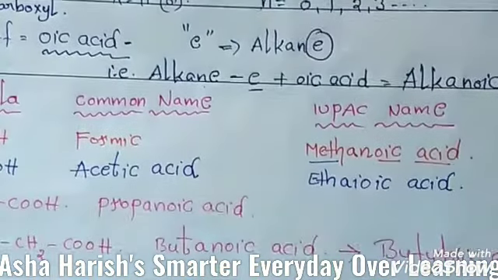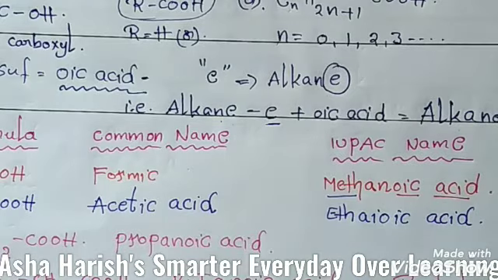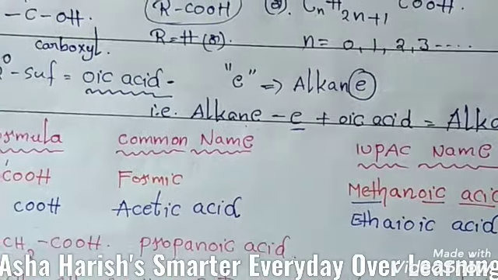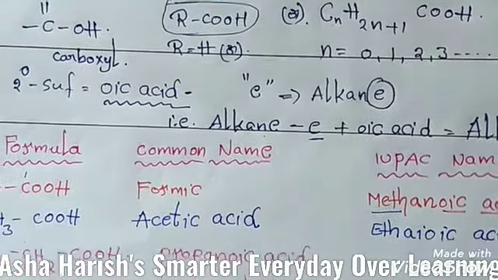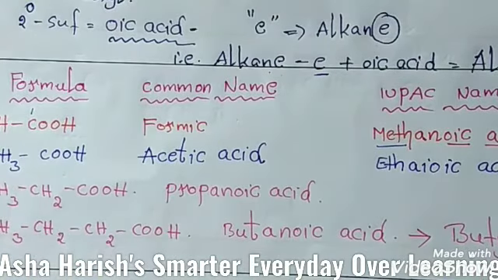Okay students, very simple topic today. Half of the topic is completed. Monocarboxylic acids, the general formula is COOH, and these are the examples, the common name and IUPAC name. Okay, let's go for the next one.